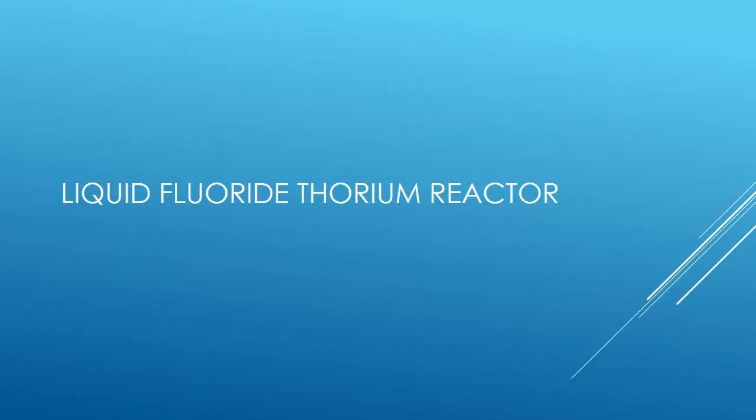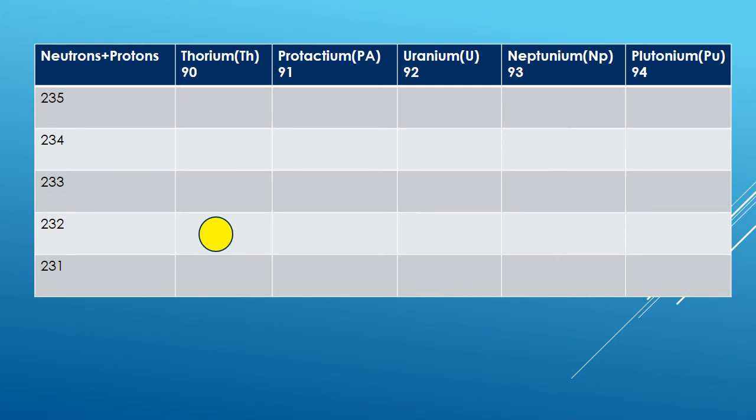A liquid fluoride thorium reactor, or LFTR, functions similarly to a uranium reactor in the sense that both utilize nuclear fission, but a LFTR uses thorium as the fertile fuel instead of uranium. Like uranium reactors, there's both a fertile fuel and a fissile fuel within a LFTR. In a LFTR, thorium-232 serves as the fertile fuel.